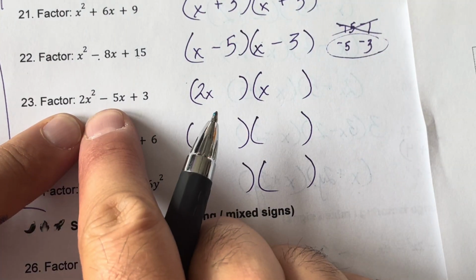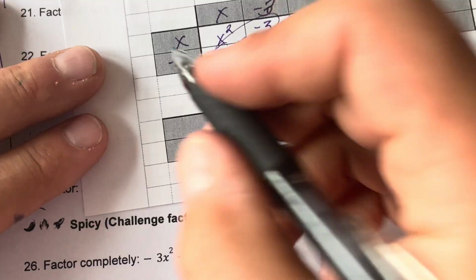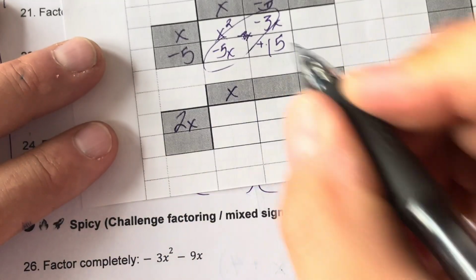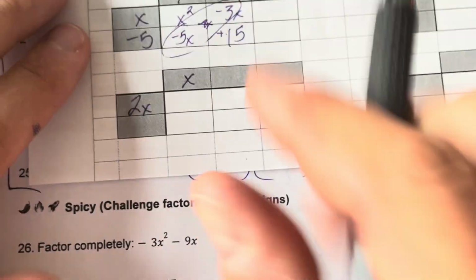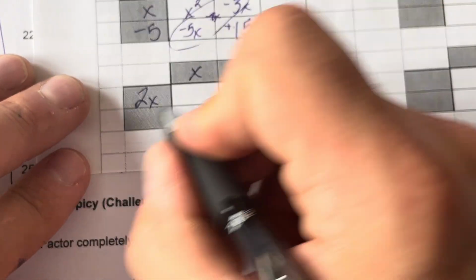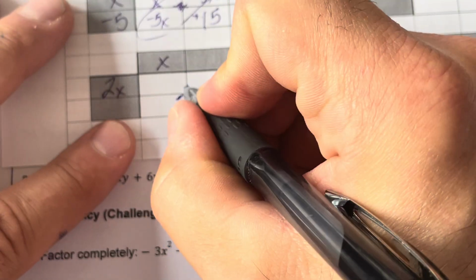That's what I would get a 2x squared from. Now, this one's a little tricky, so I am going to use a table here, a 2x times an x, and I need two numbers that multiply to make 3. Honestly, it's either going to be a 3 or a 1, but I need it to add up to a negative 5x.